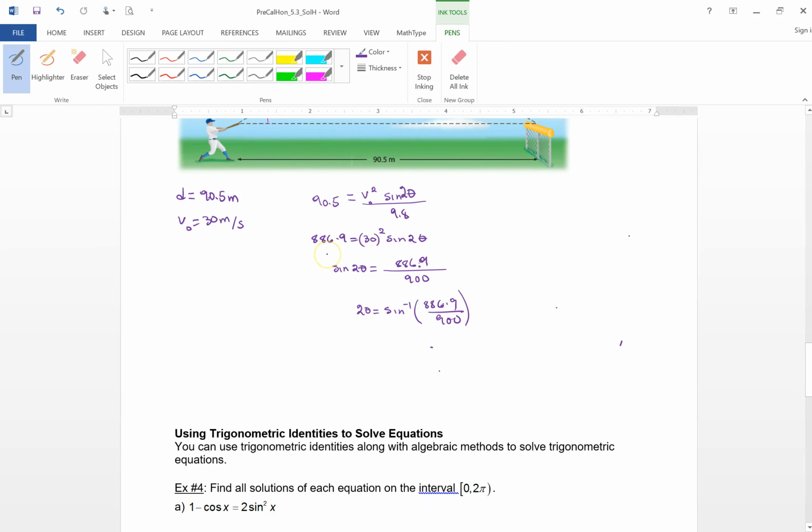What I have here is an inverse sine function. Recall from the last chapter that the range for inverse sine of x was negative pi over 2 to pi over 2. But since we're dealing with degrees, then it's negative 90 to 90. Since I have 2 theta, then the range becomes negative 180 to 180 degrees.